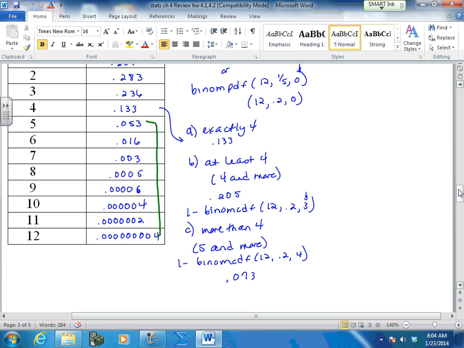Your cumulative works very nicely, but your cumulative goes from 0 and stops at the one that you want to include. If you don't want the 4, then you've got to stop at the 3. Okay? If you want the 4, then you've got to stop at the 4. If you don't, then you stop at the 3. So it's a little trickier on the cumulative. So I would just make the table and go with the table. Can everybody make this table?